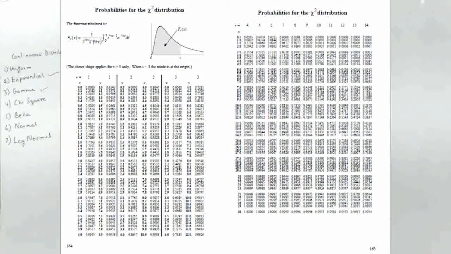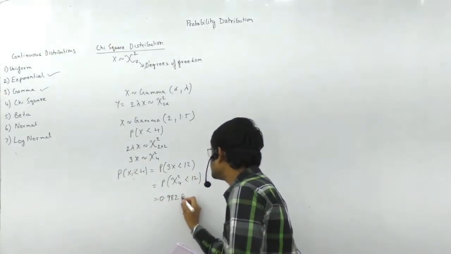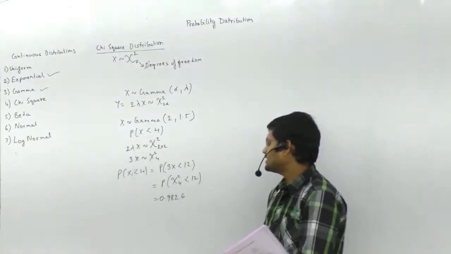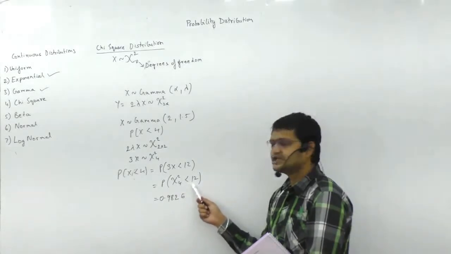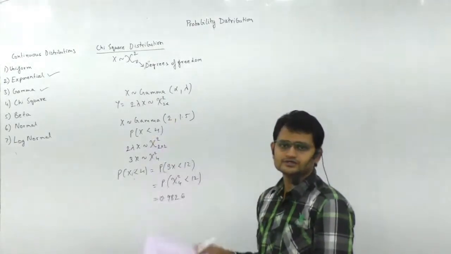If you see, they have written their parameter nu, and they have given us different values of nu and different values of x. Nu 4 is on the next page, that is 165. Just see nu 4 and use that column to find the probability less than this particular value x. So we need the probability less than 12, and we have 0.9826. So probability x less than 4 is the same as probability chi-square 4 less than 12, and that is nothing but 0.9826 from our tables.